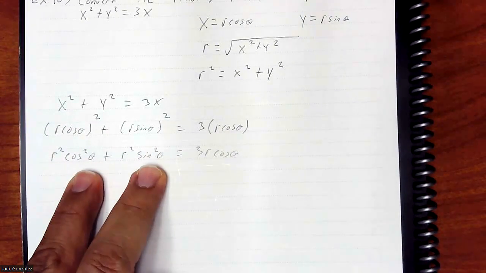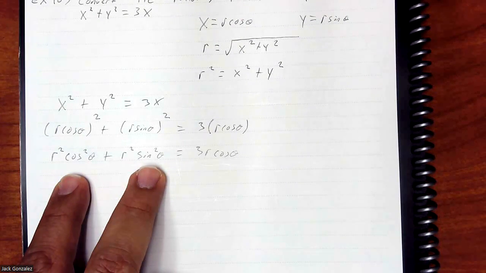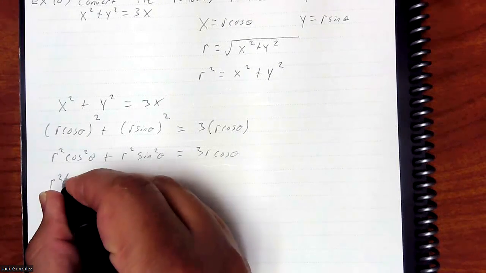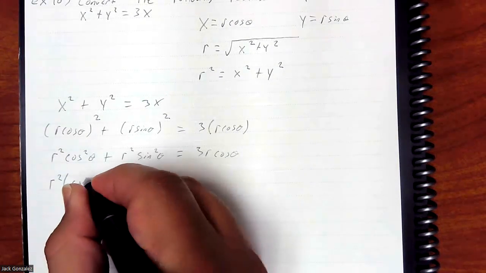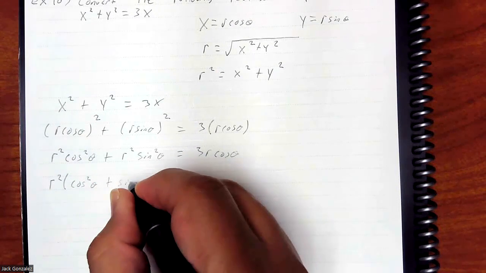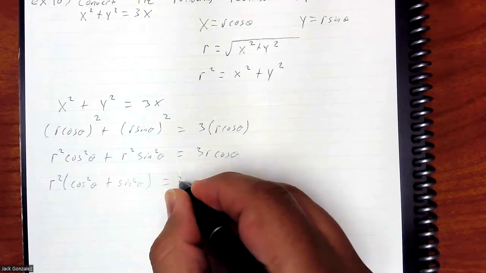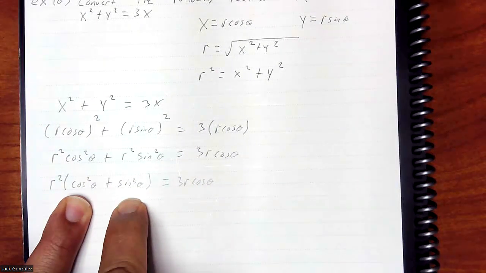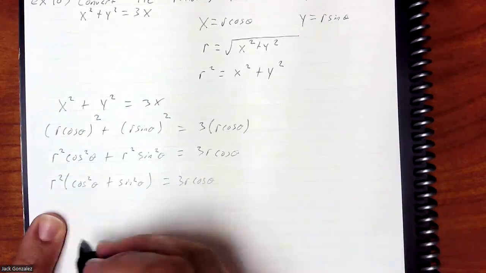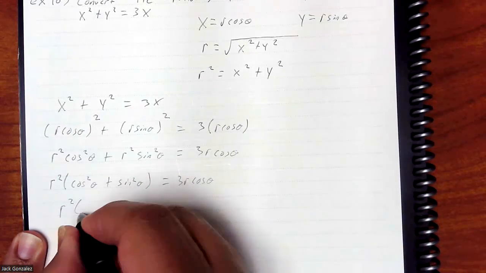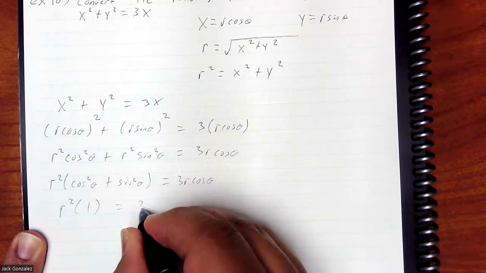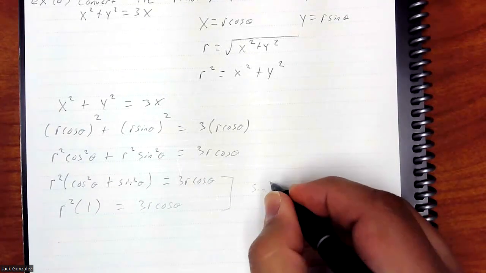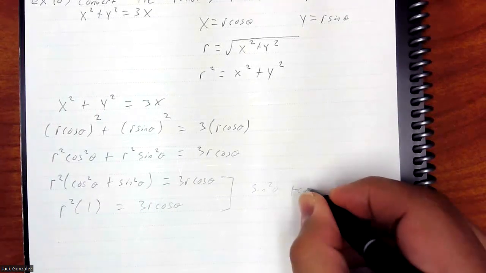Right away, you should see that this is a Pythagorean identity, right? If I factor the r squared, you see that this is 1. So this will just become r squared times 1 equal to 3r cosine. This is because we know, my pen's running out.